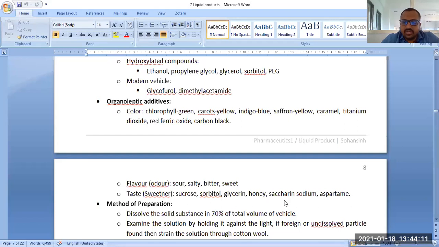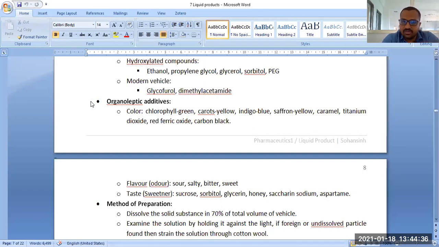Here we do not go deep into these organoleptic additives, meaning how much sweeter sorbitol is than sucrose, how much sweeter glycerin is than sucrose, which we already discussed in a previous lecture. So you just have to classify and mention these additives which are used in a solution. Okay, if you want to prepare a solution, which type of ingredients do you require?